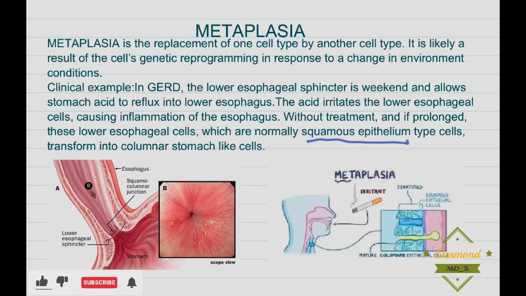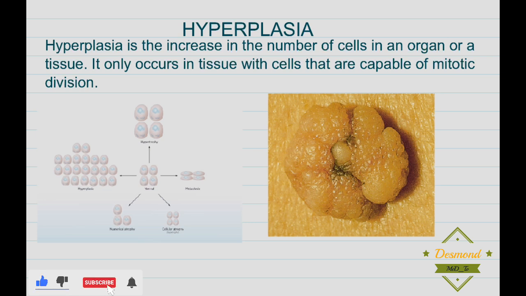Now, I'll give you another example. An example is in smokers. The normal cells lining the airway, which we know to be the ciliated columnar cells, can change into squamous cells. And this is just an adaptive response to the constant irritation from the smoke, known as squamous metaplasia. The squamous metaplasia.